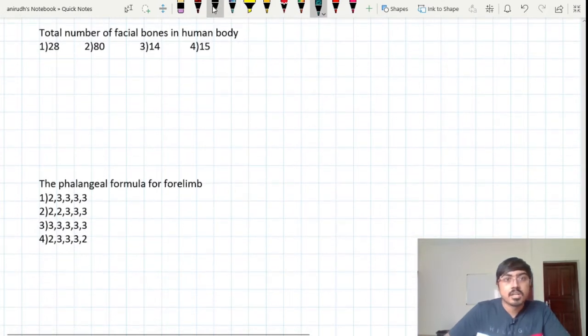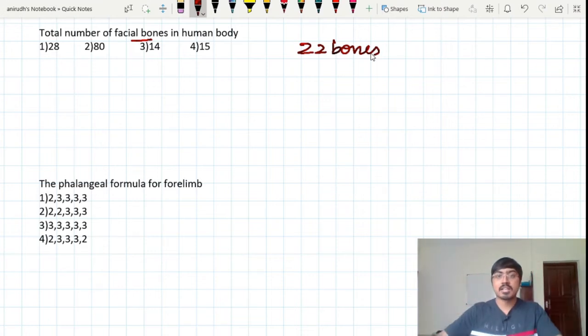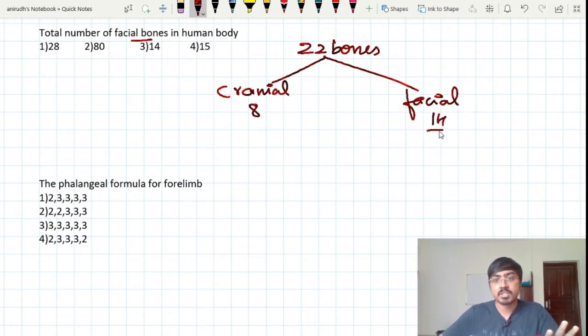Now the next question is this one. They are asking the total number of facial bones in the human body. In the textbook it is written that 22 bones are there inside the skull. In this entire skull there are 22 bones, divided into cranial bones and facial bones. 8 cranial bones are there and facial bones are 14 in number. The answer is option 3.